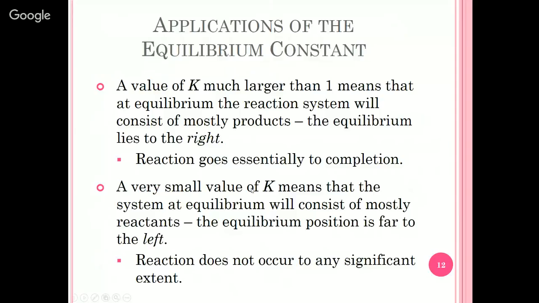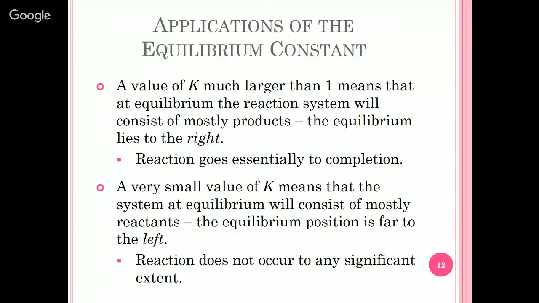If we have a very small value of K, it means that we have mostly reactants, something like 10 to the negative 4, so 1/10,000th. Our equilibrium is to the left, and the reaction effectively does not occur. We just have reactants. If this is what's happening, we have to ask ourselves, how do we fix this so that we can actually get the reaction to go? How can we force this reaction to create products?